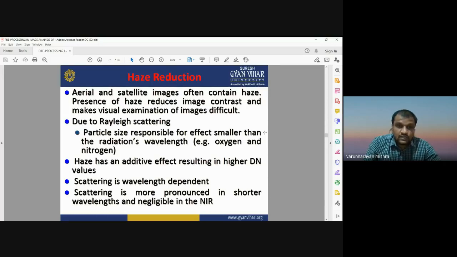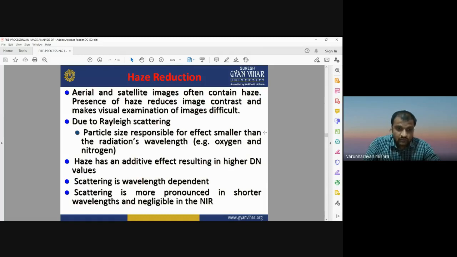This haze is caused by Rayleigh scattering, in which the particle size responsible is smaller than the radiation wavelength. Haze has an additive effect, resulting in higher DN values. It is a wavelength-dependent problem. Scattering is more pronounced in the shorter wavelengths and negligible in the near infrared band.